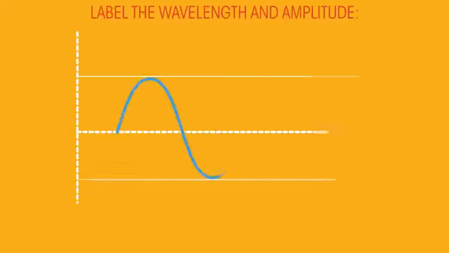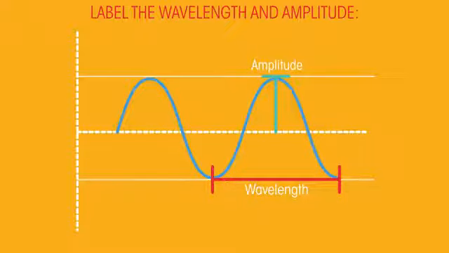Transverse waves are usually used to show the wavelength and amplitude. Pause the video and see if you can remember how to label the amplitude and wavelength on the diagram. Did you get them right?